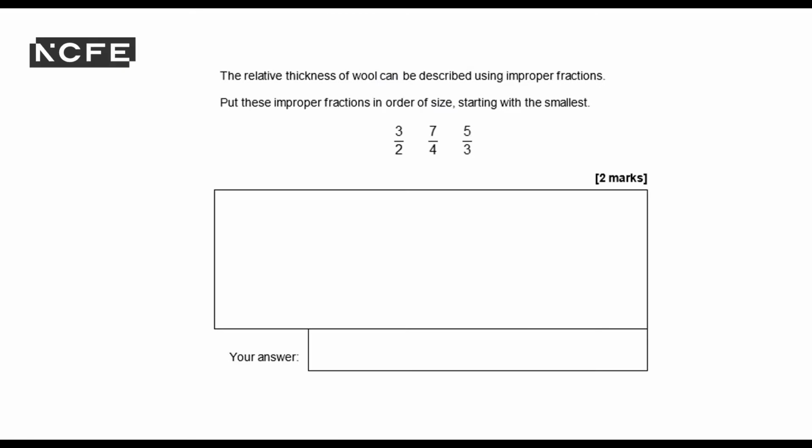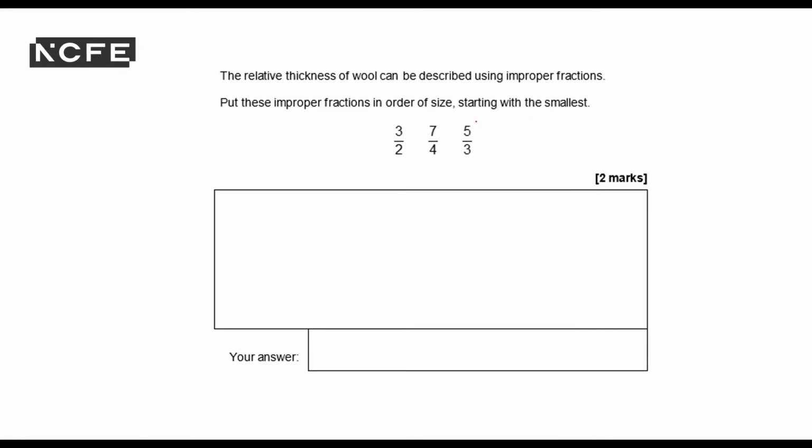The relative thickness of wool can be described using improper fractions. Put these improper fractions in order of size, starting with the smallest. I've got 2 marks, 4 minutes. So let's have a little look. I need to start with the smallest.